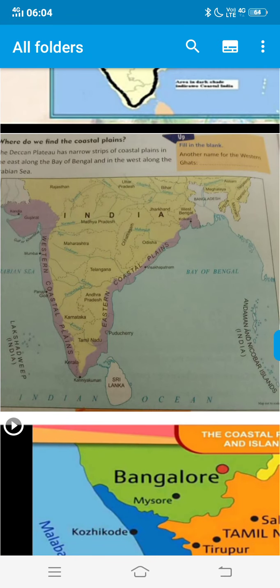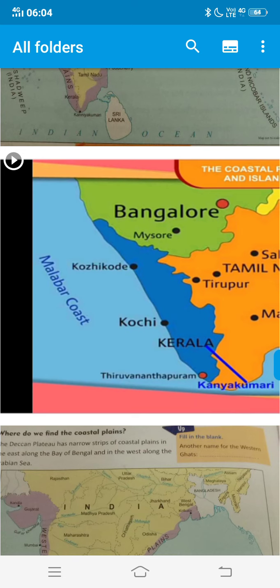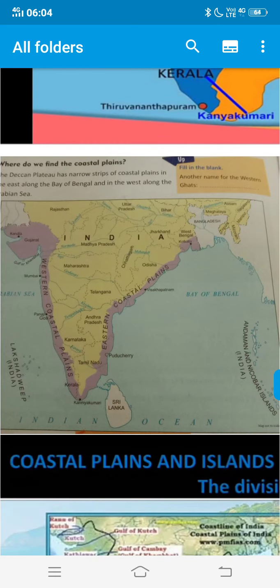Further, the western coastal plain is divided into Gujarat coast, Konkan coast and Malabar coast. This Malabar coast attracts many tourists because of the lagoons located in this region. Now, do you know what these lagoons are? Yes, they are bodies of shallow salty water.